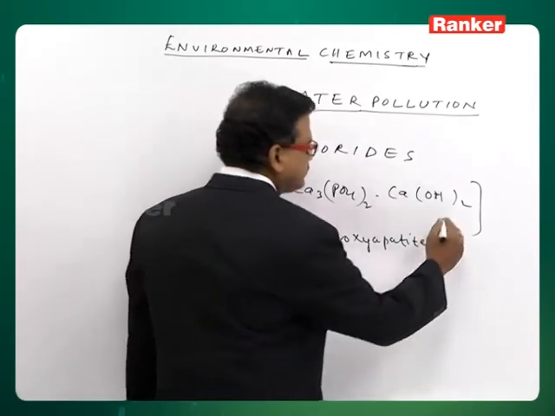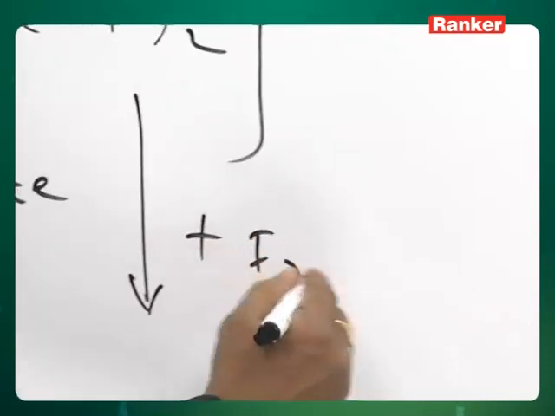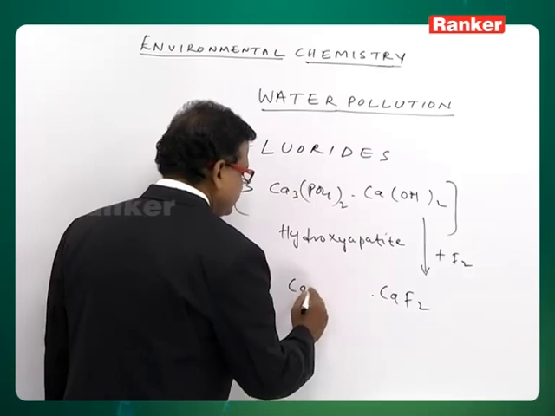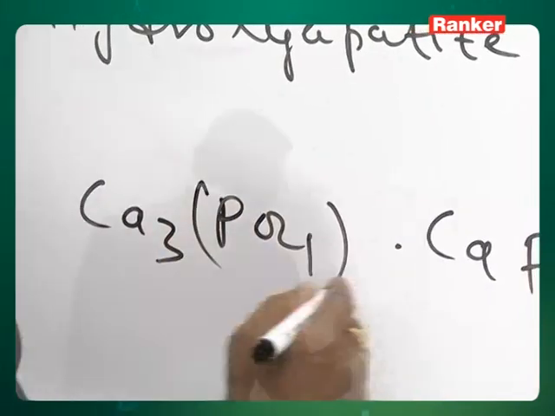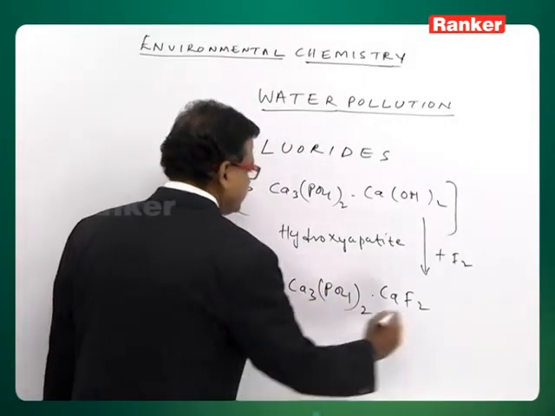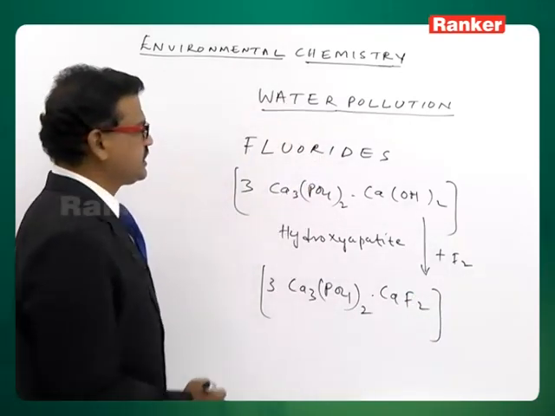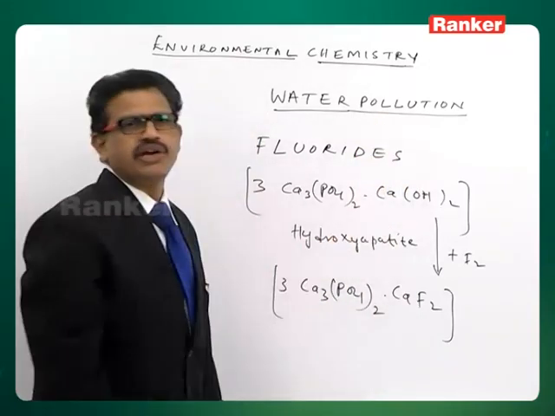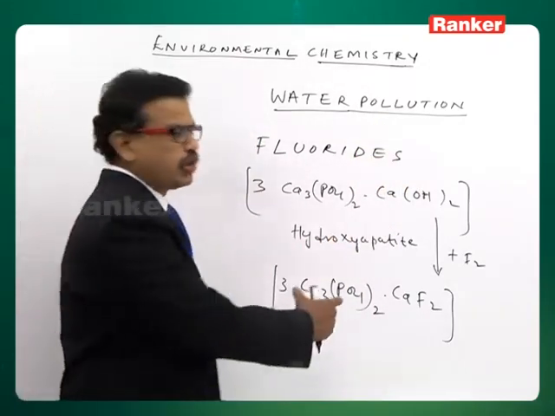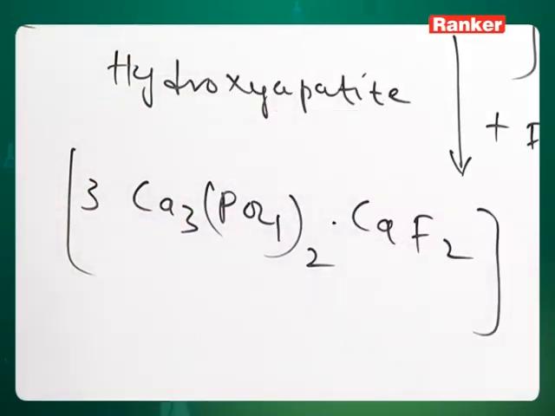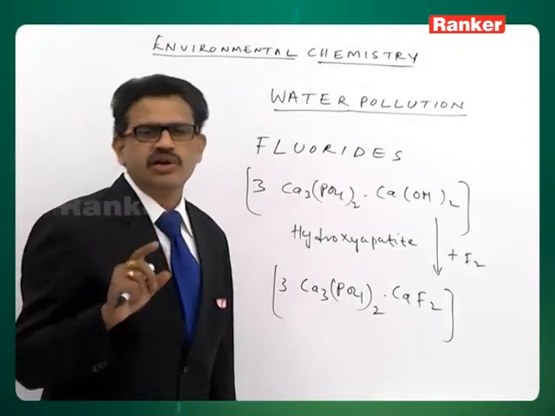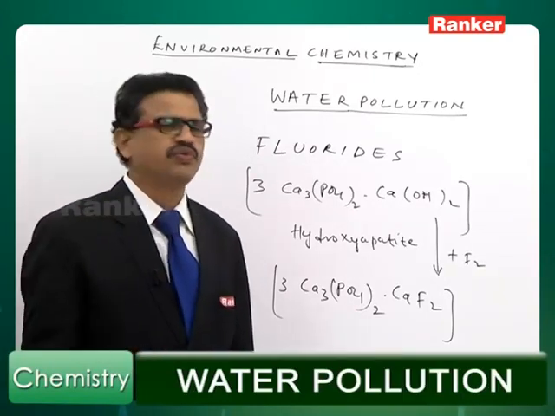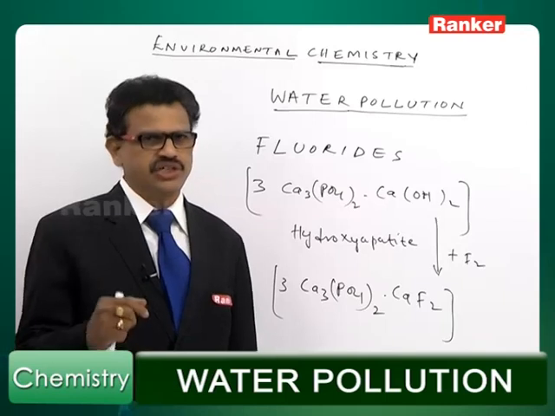That means this hydroxyl form is now converted into the fluoridated form. This is called fluorapatite, and it has come from hydroxyapatite. When the fluoride ion concentration is within certain limits, up to 1 ppm, it is useful for us. It will strengthen the bones and the teeth.